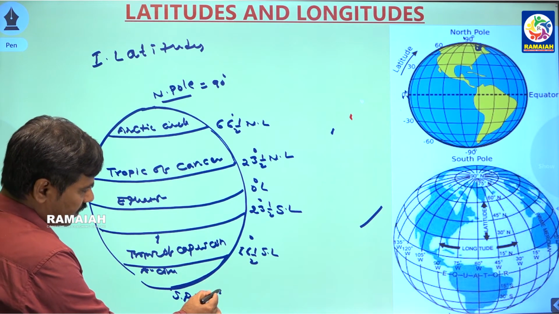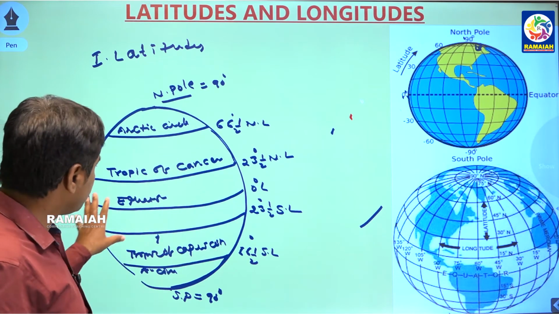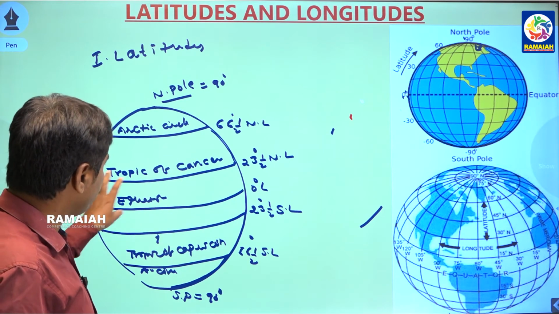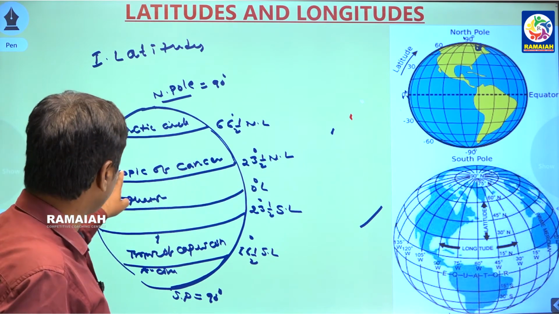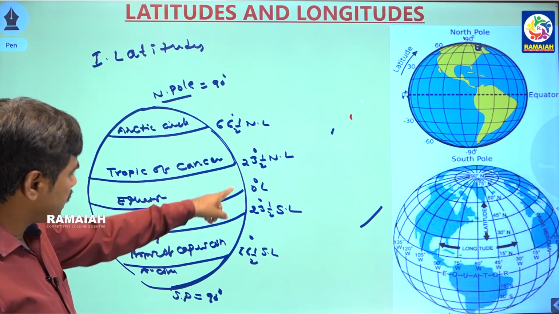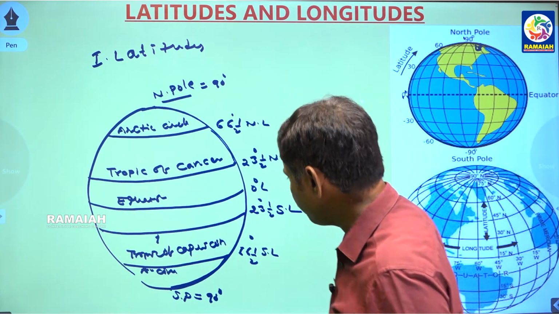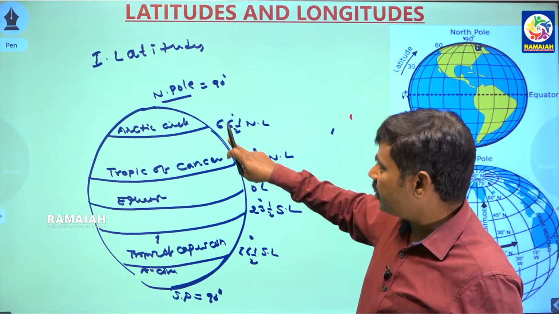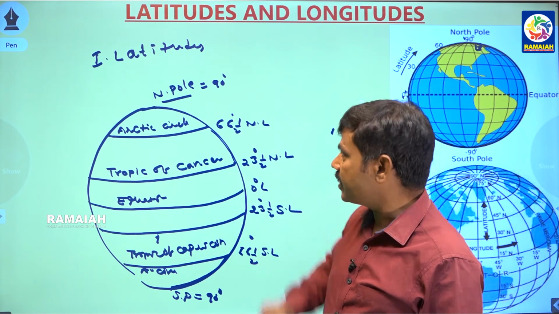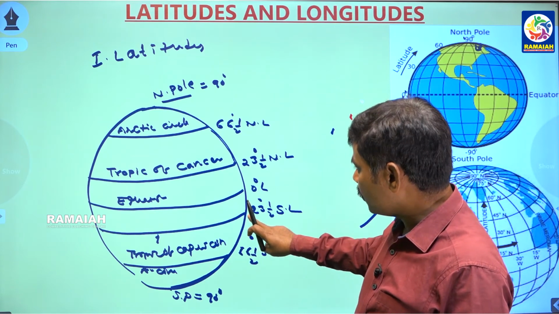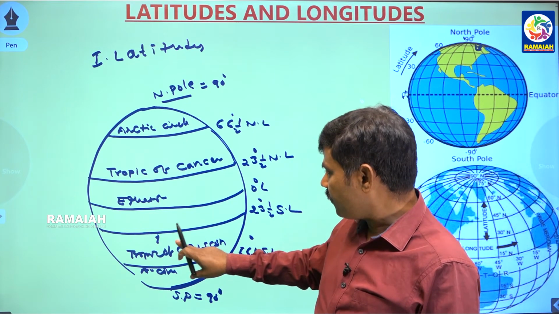Now you can see these are the very important latitudes on Earth's surface. The equator is one of the major circles. The 23½ degree north latitude is called the Tropic of Cancer. In the southern hemisphere, the 23½ degree south latitude is called the Tropic of Capricorn. The 66½ degree north latitude is called the Arctic Circle, and the 66½ degree south latitude is called the Antarctic Circle.